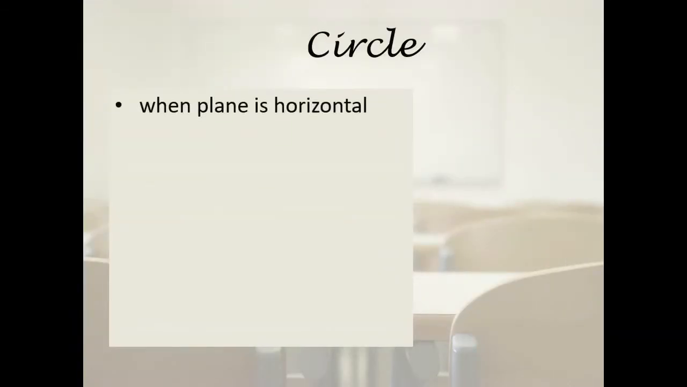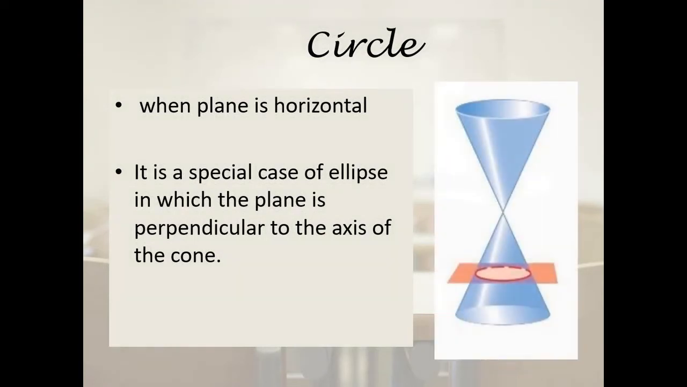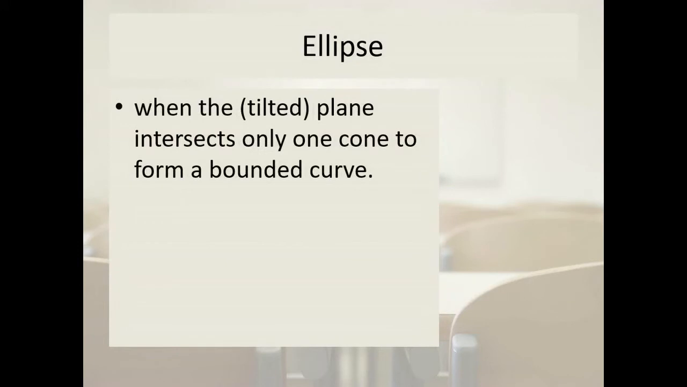It is a circle when a plane is horizontal. It is a special case of ellipse in which the plane is perpendicular to the axis of the cone. Ellipse: when the tilted plane intersects only one cone to form a bounded curve.